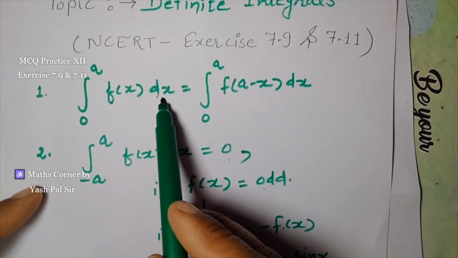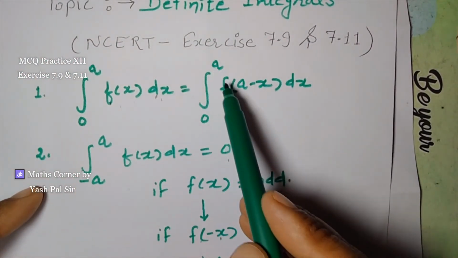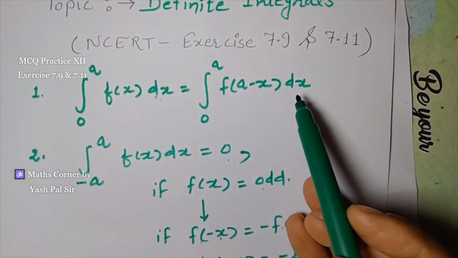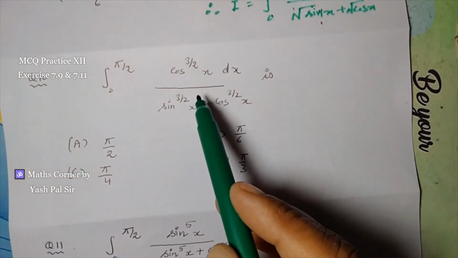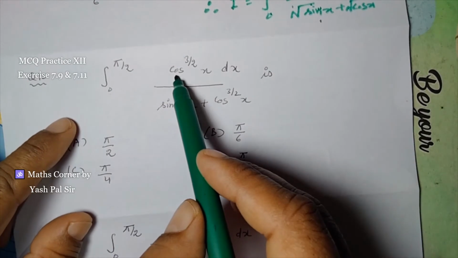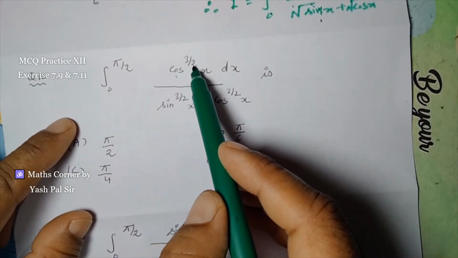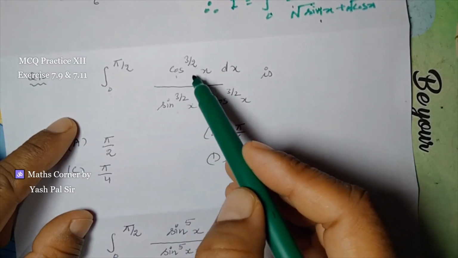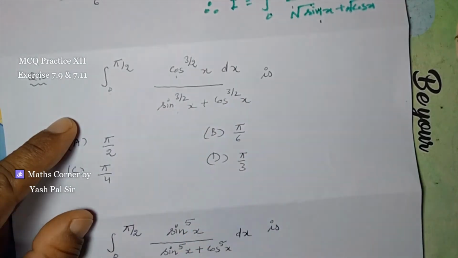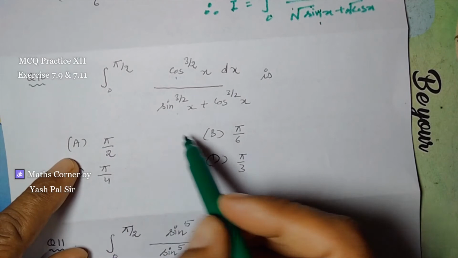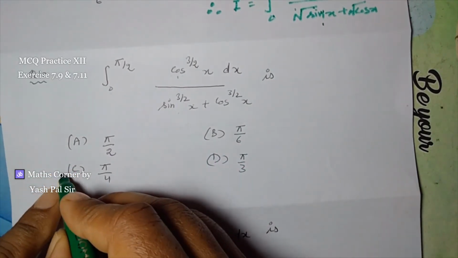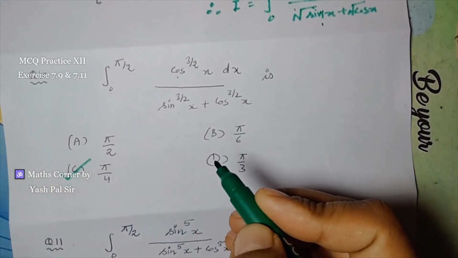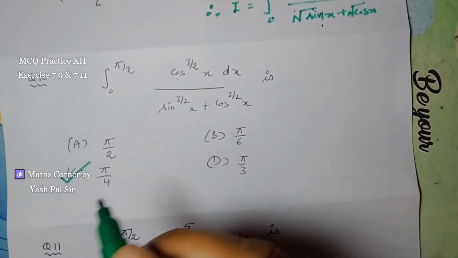Integral from 0 to a of f(x) dx is equal to integral from 0 to a of f(a minus x) dx. So again the numerator will become sine raised to power 3 upon 2 x. Adding, the denominator and numerator will be the same, cancellation. Again the result will be pi by 4. Option number C is the right choice to this question.